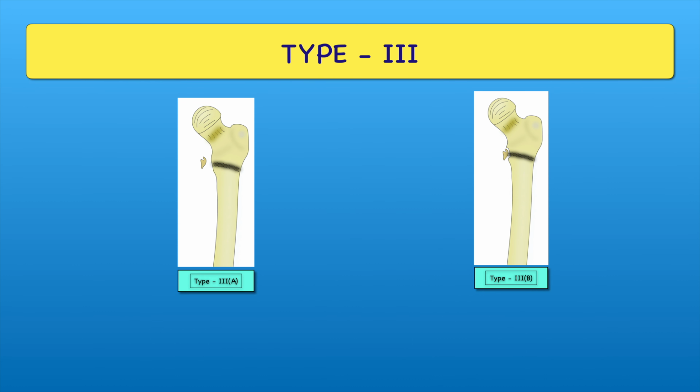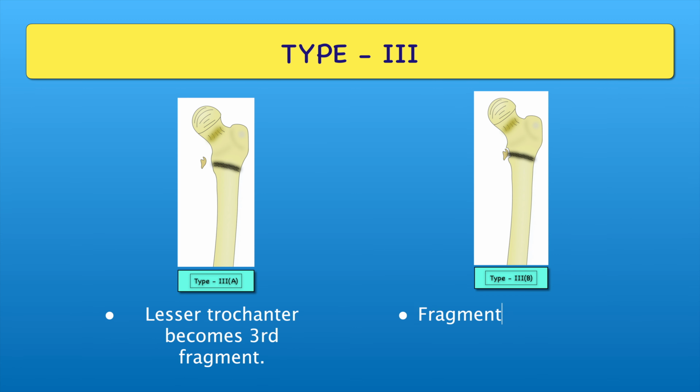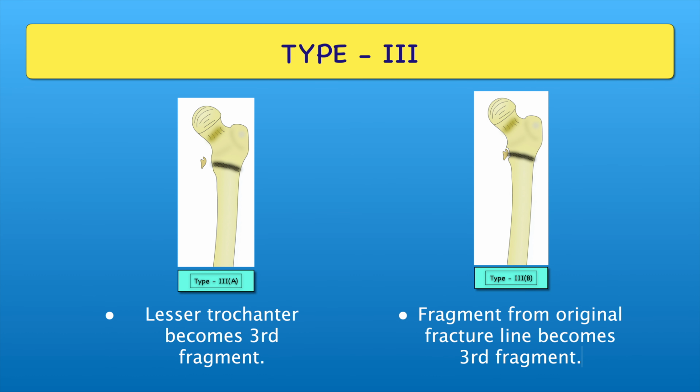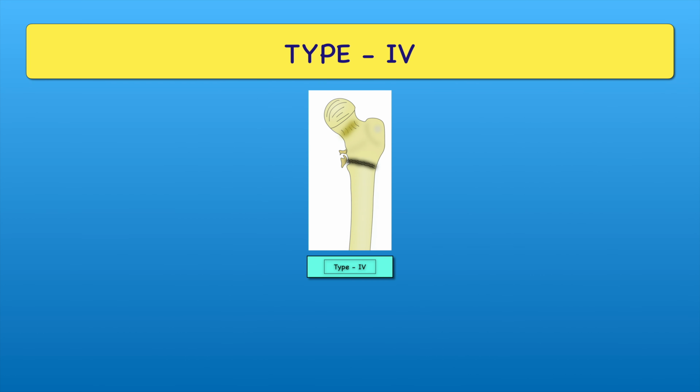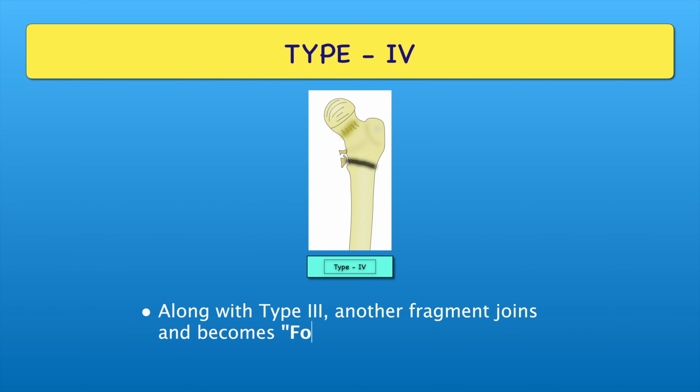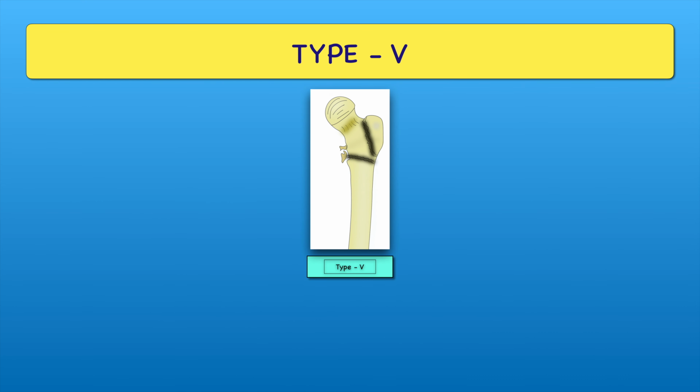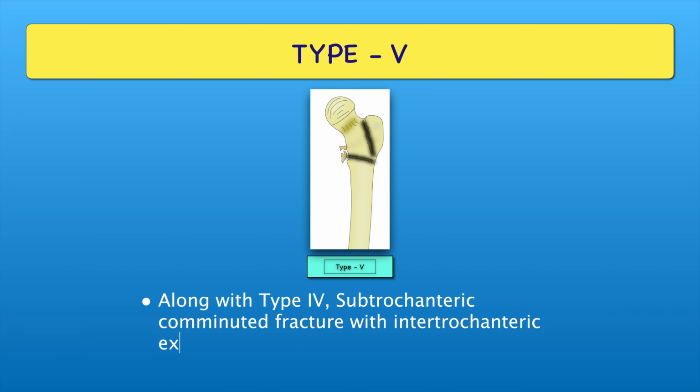This is Type 3 fracture. Type 3A, here the lesser trochanter becomes the third fragment. Type 3B, here a fragment from the original fracture line becomes the third fragment. This is Type 4 fracture. Here along with Type 3, another fragment joins and becomes a 4-part fracture. This is Type 5 fracture. Here along with Type 4, there is a subtrochanteric comminuted fracture with intertrochanteric extension.